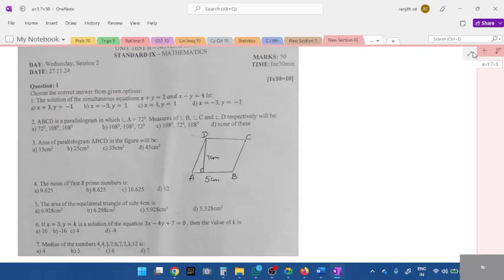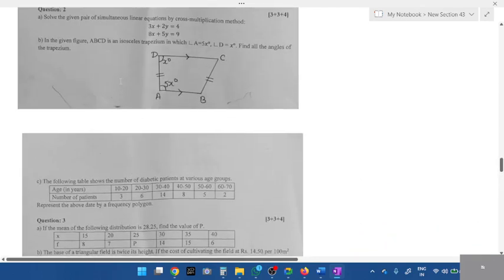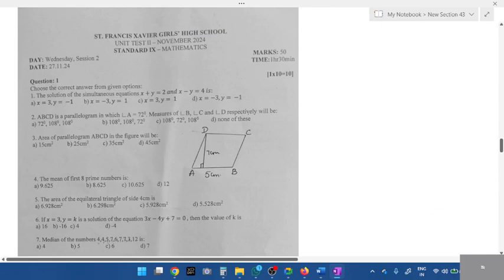Look at the screen, all of you. Over 10 minutes. I've completed almost all the questions, students. Look at the first one. Which chapter is this? Respond. Which chapter? Okay. What do you have to find here? What do you need to find? X and Y. The easiest method is the elimination method, students. Don't apply substitution or cross multiplication.